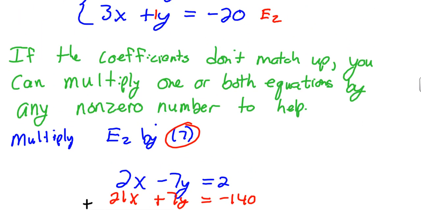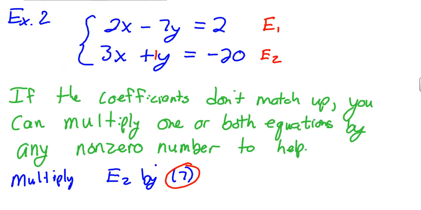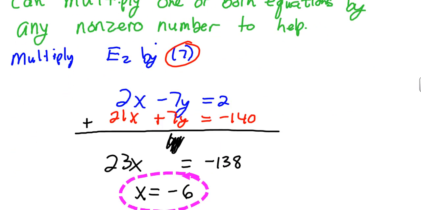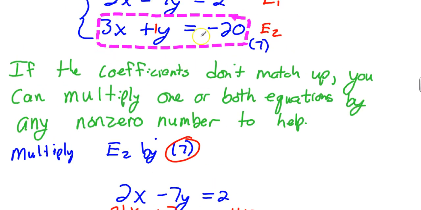If we go back up here real quick, we took this entire equation and multiplied it by 7. It's basically 7 times 3 for 21 for the x. We're not doing equation 1, just equation 2. So this one we're just doing 7 times 1, and that's what we're getting.